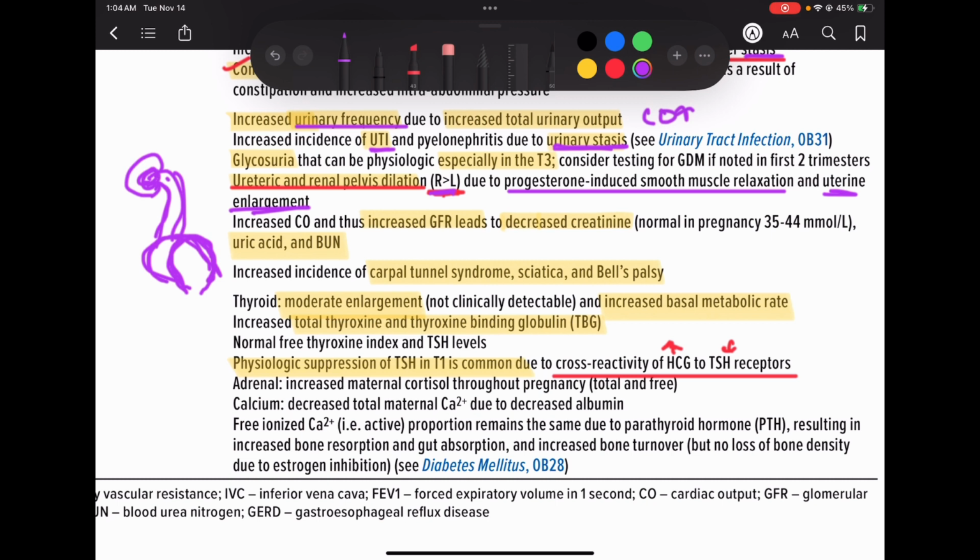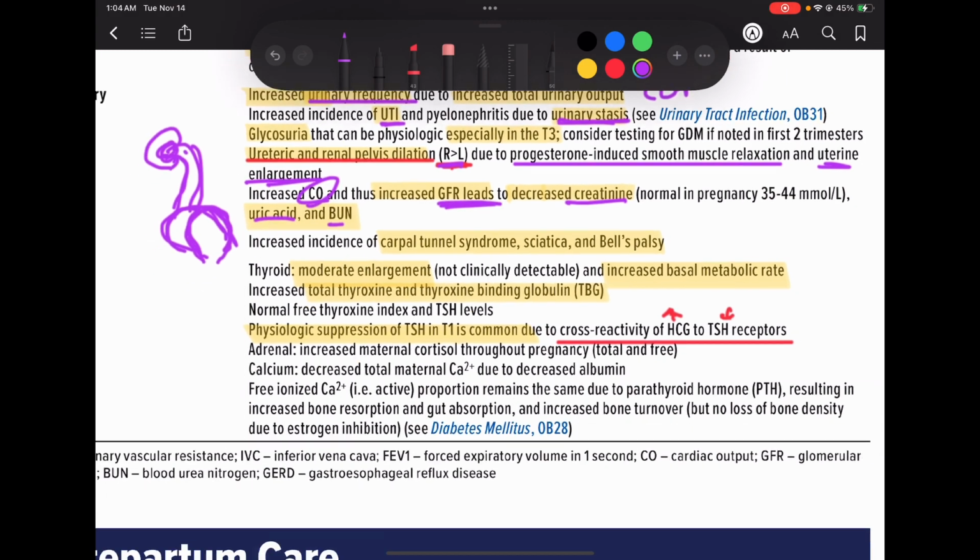Increased cardiac output and thus increased GFR leads to decreased creatinine. So cardiac output is increasing, the glomerular filtration rate increases, and creatinine decreases, which is normal in pregnancy, along with decreased uric acid and BUN.